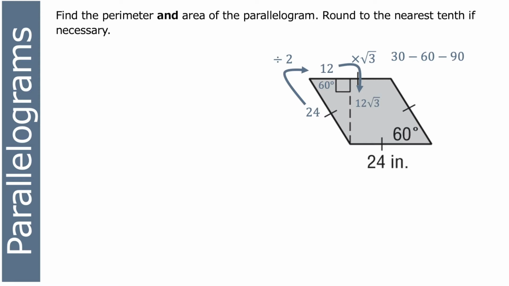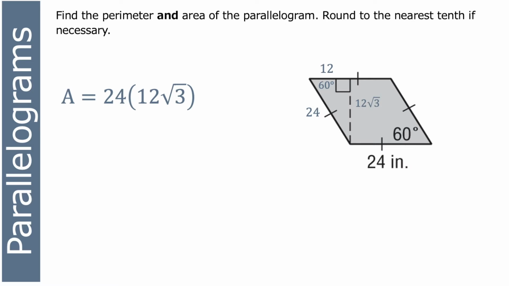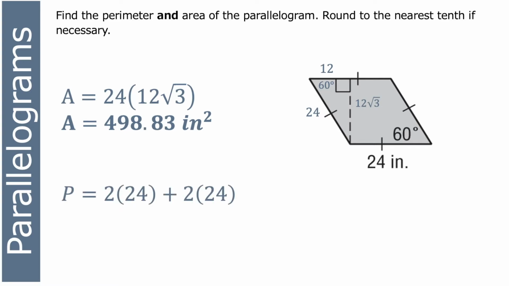Now we can finally find the area. Area equals base times height, so 24 times 12 root 3, 498.83 inches squared. And the perimeter is two 24s and two 24s, or just 4 times 24, 96 inches.